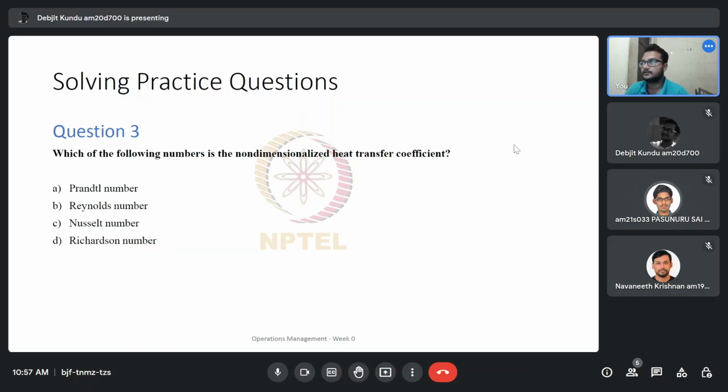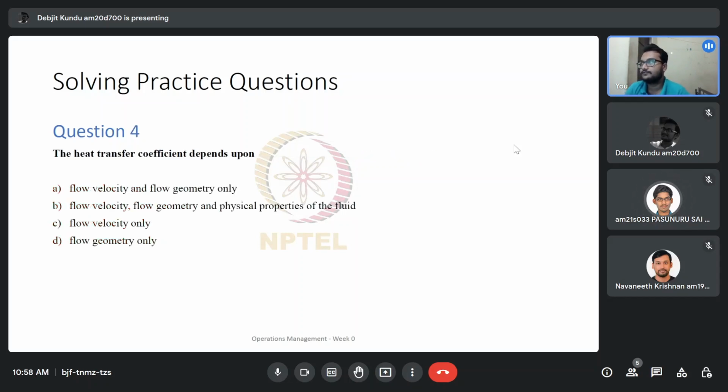Great. So the responses are in favor of option C, and option C is indeed the correct answer. Nusselt number is the non-dimensionalized heat transfer coefficient. Great. So moving on, question number 4.